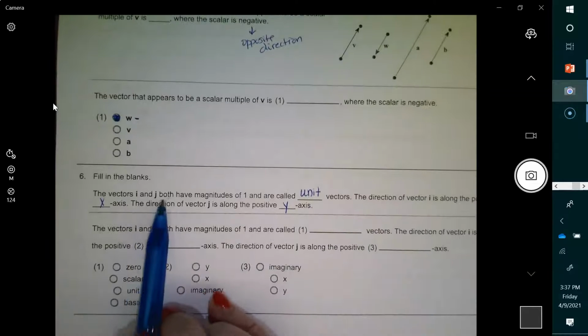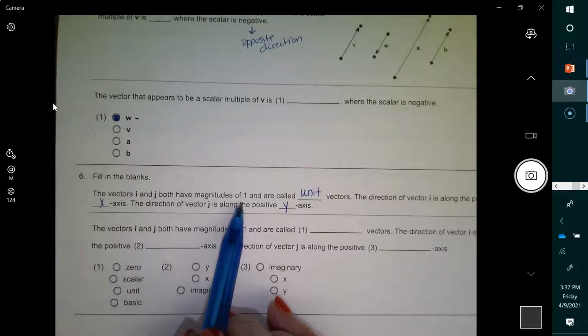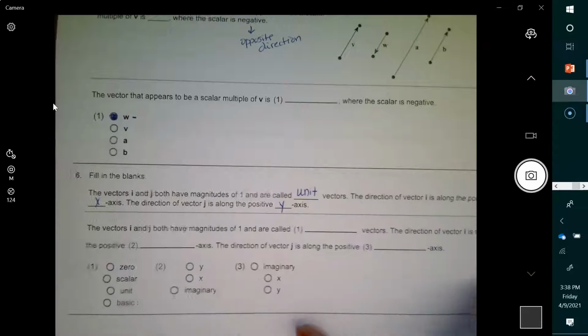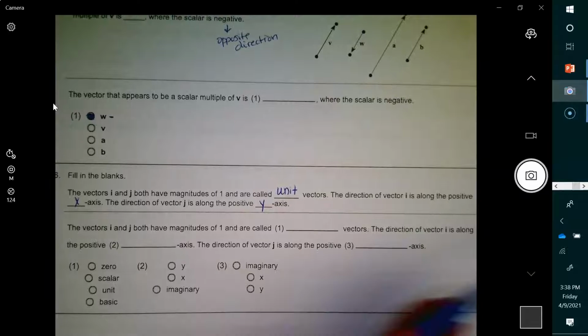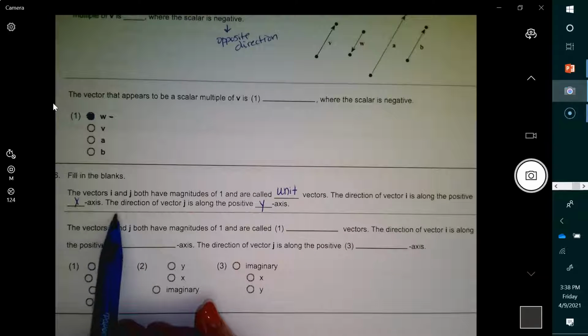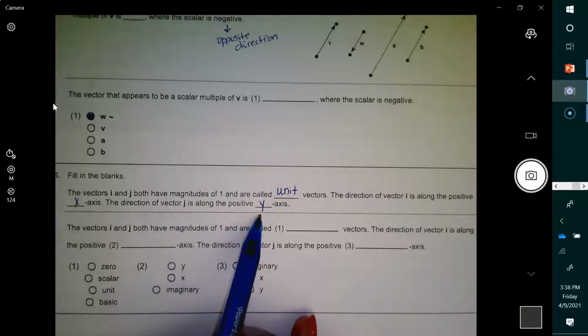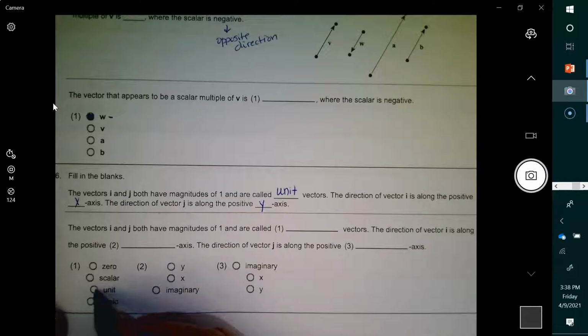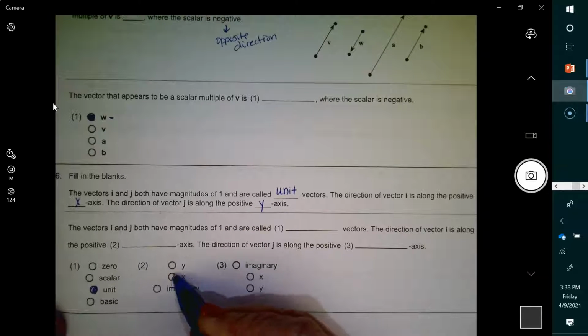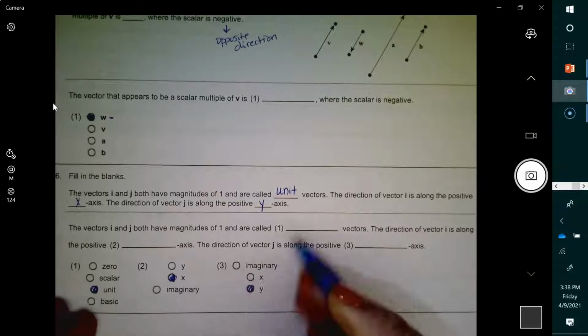The vectors i and j both have magnitudes of 1 and are called unit vectors. The direction of vector i is along the positive x-axis, and the direction of vector j is along the positive y-axis. So we're going to bubble in unit and x and y.